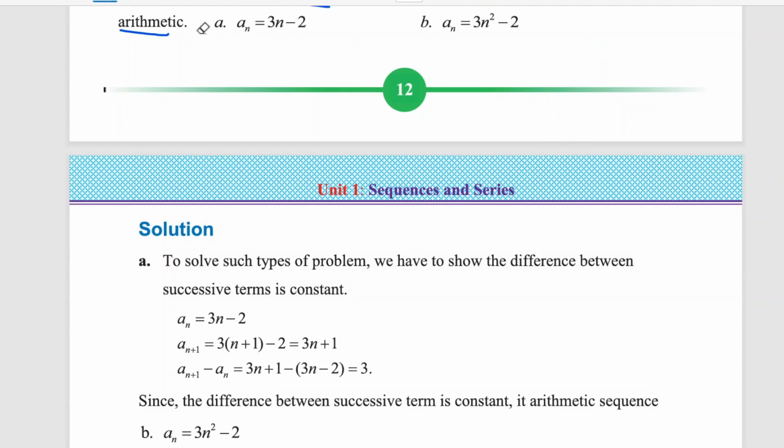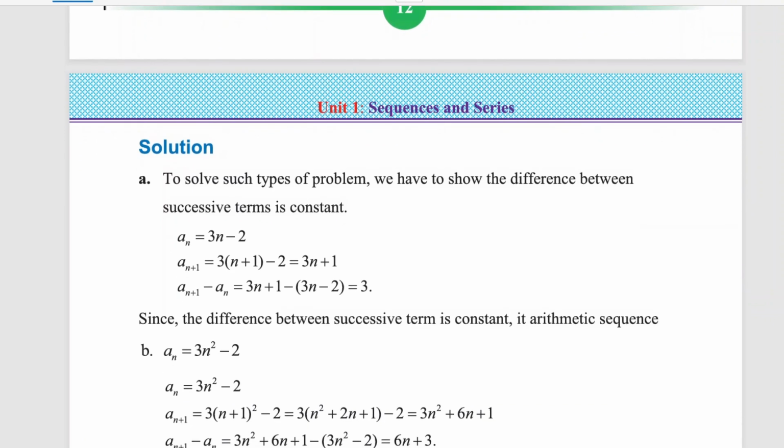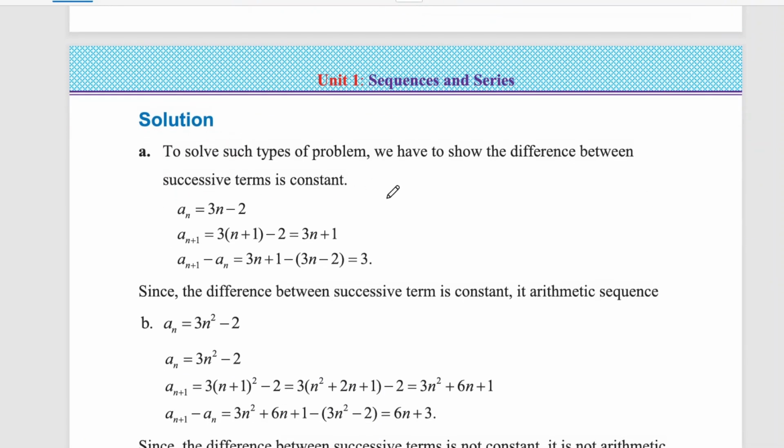To check whether this general term is an arithmetic sequence or not, we need to find the term that follows the general term. The general term is an. Then we need to find an plus 1. Then after finding an plus 1, by subtracting an from an plus 1, if we get a constant number, we can say that sequence is an arithmetic sequence. If not, if the result is not a constant, we can say it's not an arithmetic sequence. To solve such type of problem, we have to show the difference between successive terms is constant.